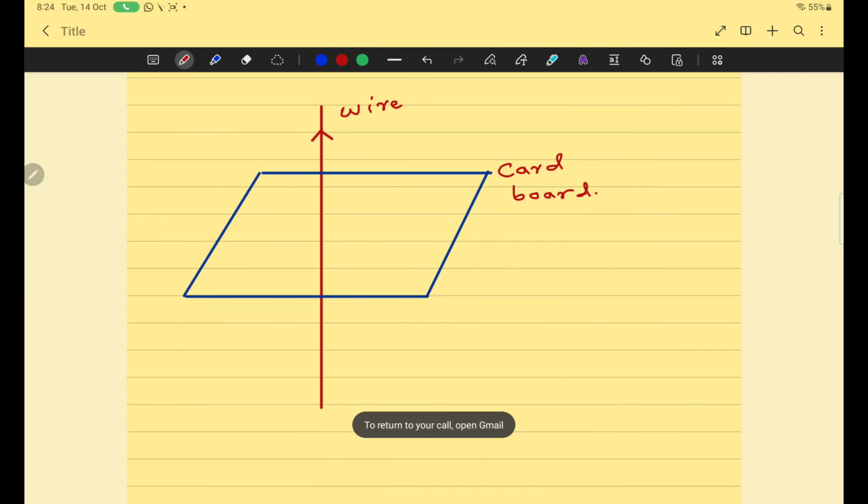Acha beta, this is a wire. This wire is passing through a cardboard, and when electric current is passed through the wire, a magnetic field is produced around the wire. Sir, how do you know there is a magnetic field around the wire? So I am explaining.